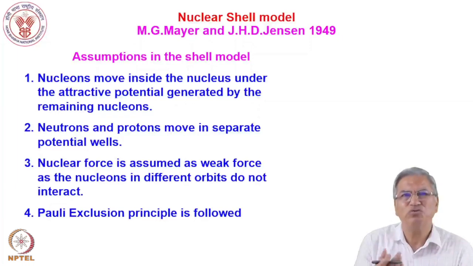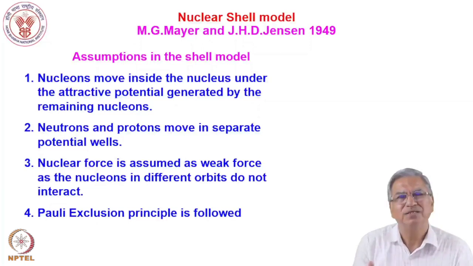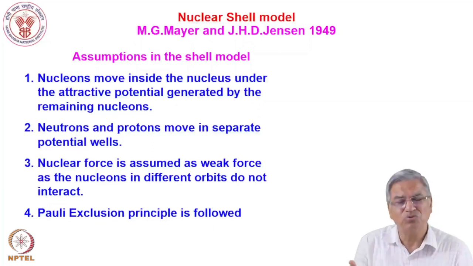In the case of the nucleus, there is no such central potential, because the nucleons themselves constitute the potential. So it is assumed that every nucleon moves inside the nucleus under the attractive potential generated by the remaining nucleons. Any nucleon you take is in a potential well formed by the other nucleons. Now, protons and neutrons are in separate potential wells.